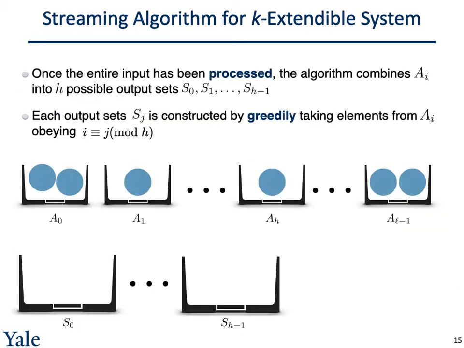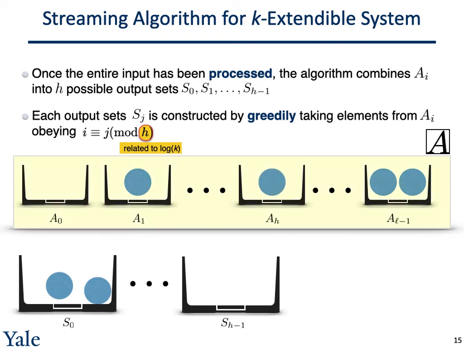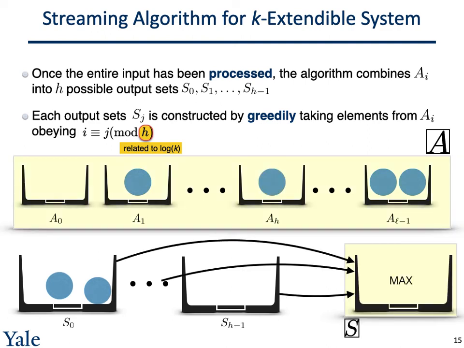Once the entire input has been processed, the algorithm combines buckets A_i into each possible output set S_j. Each set S_j is constructed by greedily taking elements from all buckets A_i where i modulo h is j. h, which is the number of sets S, is proportional to log of k, where k is the parameter of the k-extendable system. The internal memory of the algorithm, A, is the union of all buckets A_i, and the final solution provided by the algorithm is the set with the maximum value among sets S.